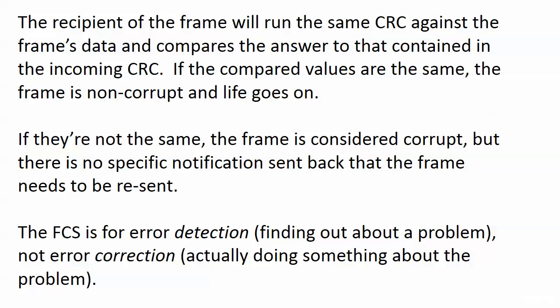Now, if those compared values are the same, the frame is non-corrupt, pigeons are released, life goes on. But if they're not the same, then something has happened to that frame and it's then considered corrupt. But there is no specific notification sent back to the sender that the frame needs to be resent. The frame will be thrown overboard. It'll be discarded. It's no good. But the recipient doesn't send an explicit message back to the sender saying, hey, you need to retransmit that frame. Now, we have protocols that might do that for us that we're going to be introduced to later. But by itself, the FCS is strictly for error detection, not error correction.